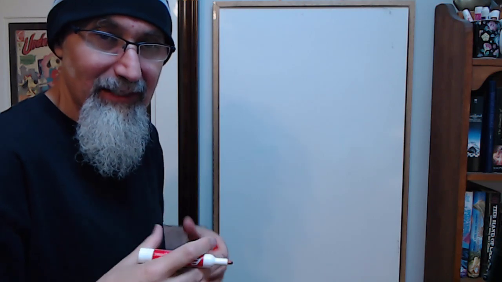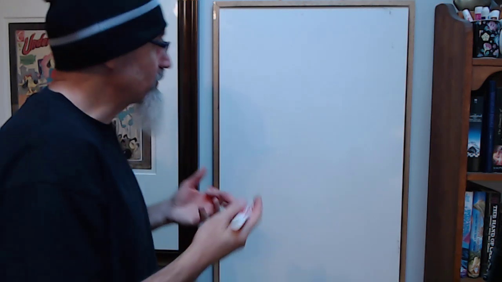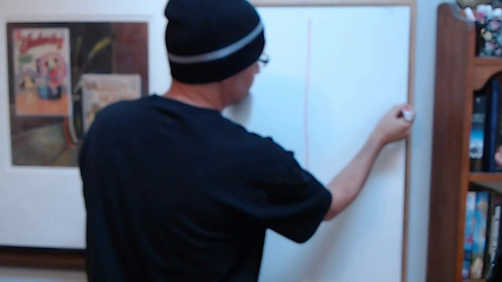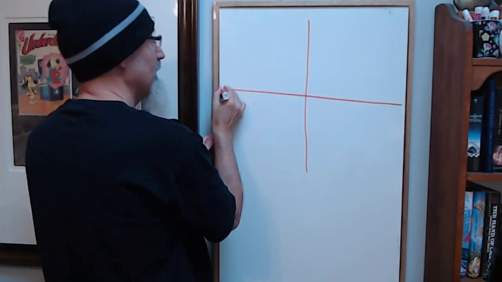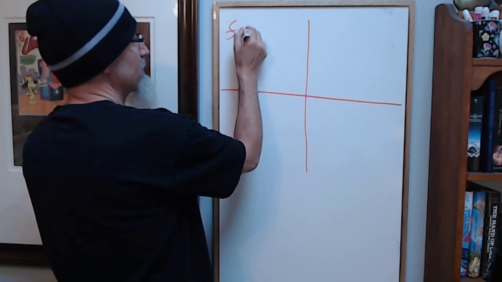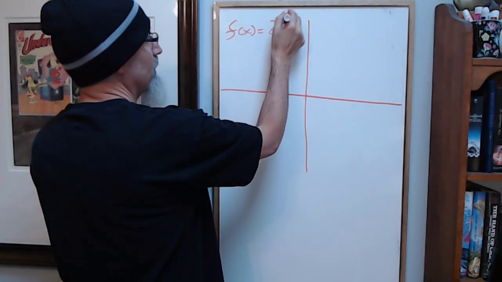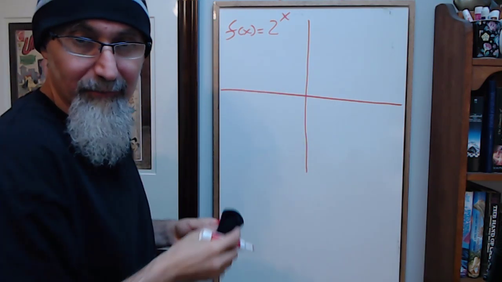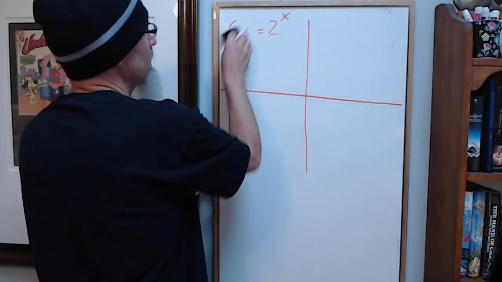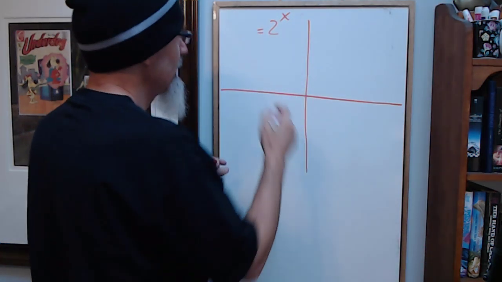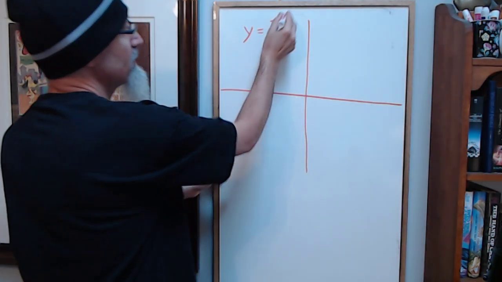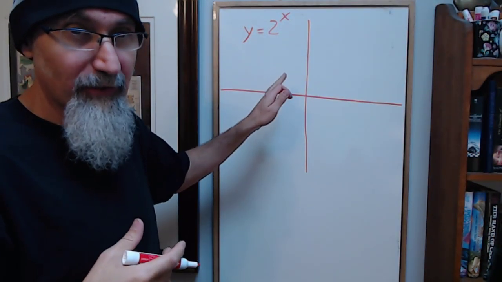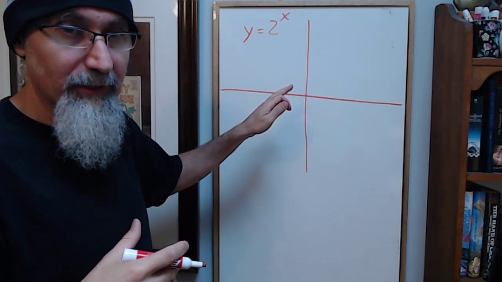So take a look at this. Let's say we have an exponential function. Let's say we have a function called f of x is equal to 2 to the power of x. And if you don't like f of x, let's use y. So let's say we have a function called y is equal to 2 to the power of x.